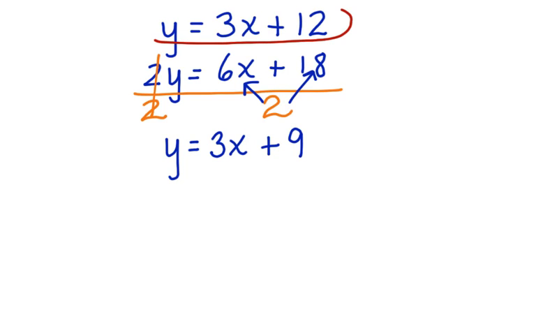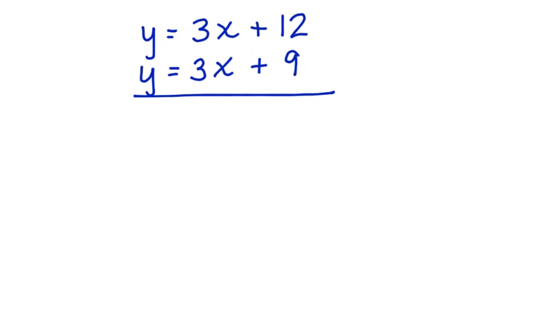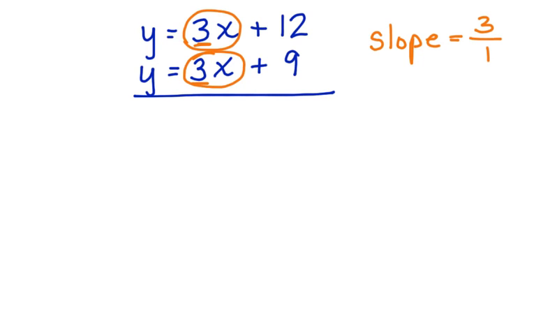Now these two equations make up our linear system. What do you notice about these two? Let's take a look at them and see. Now that we've simplified the linear system, you can see that these two values are the same. And we know that this value represents the slope of each line. So the slope of both of these lines is the same. It's 3 over 1.